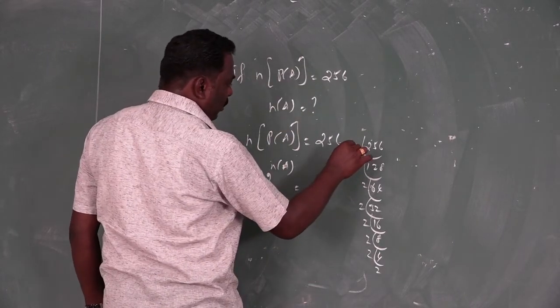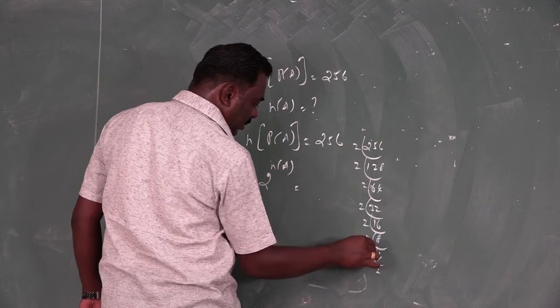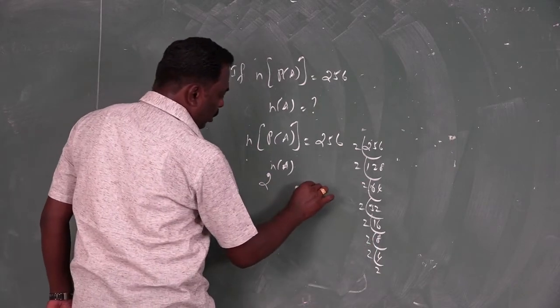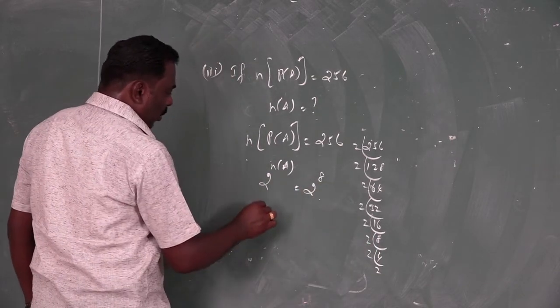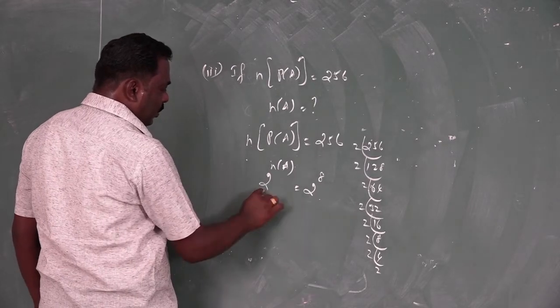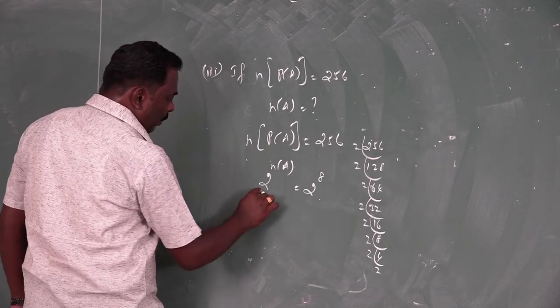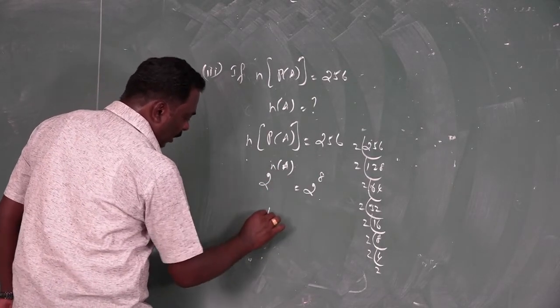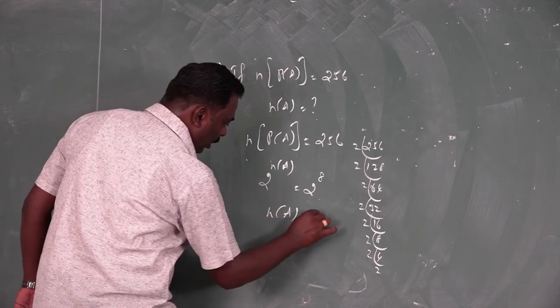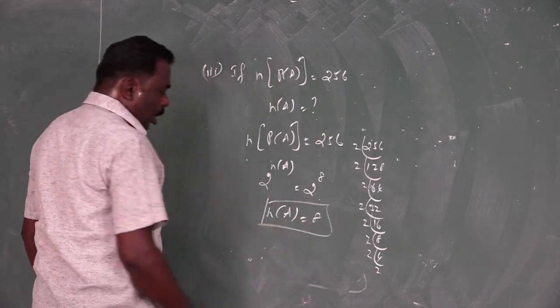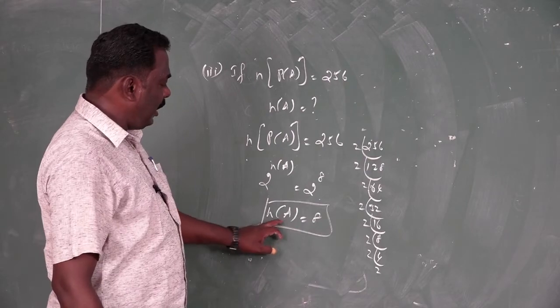Therefore how many factors? 1, 2, 3, 4, 5, 6, 7, 8. Therefore it is 2 power 8. Now the bases are the same, it is 2, therefore the indices are equal. Base are same, index are equal. Therefore n of A is equal to 8. We want to find how many elements the set A has, and that is equal to 8.